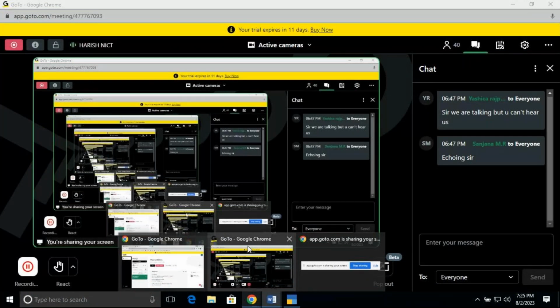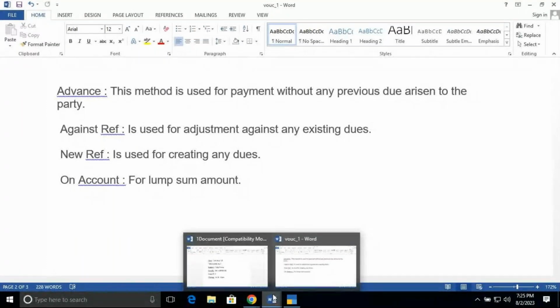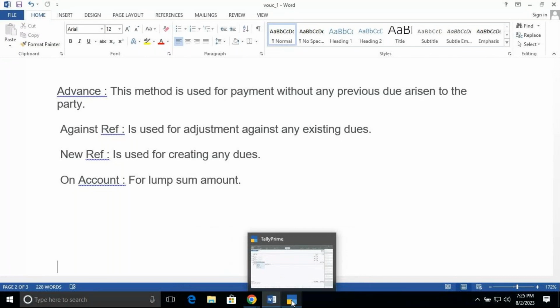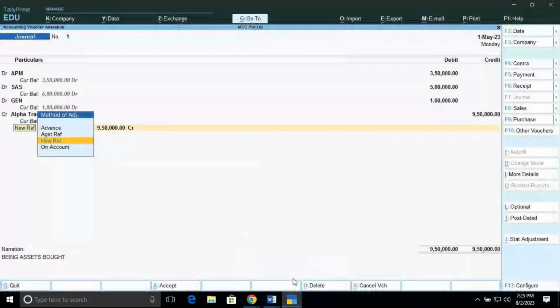What the definition says is, for a lump sum amount you use on account reference. So these are the references available in Tally. Depending on the context, you have to select. Now, as a fresh transaction, we are giving a new reference. Okay, I'll save this. Enter, enter.